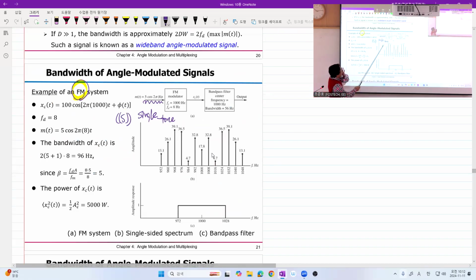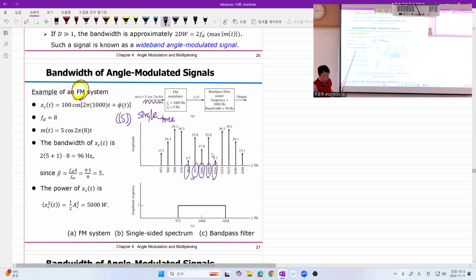So we consider a simplified case. Got it? And here, the FM modulator has carrier frequency 1 kilohertz. And the maximum deviation of the instantaneous frequency is 8 hertz in this case. So every unit is hertz. So see that you have 1000, and the first harmonic has plus minus 8 hertz, and the second harmonic has plus minus 16 hertz, right? And you have other terms.